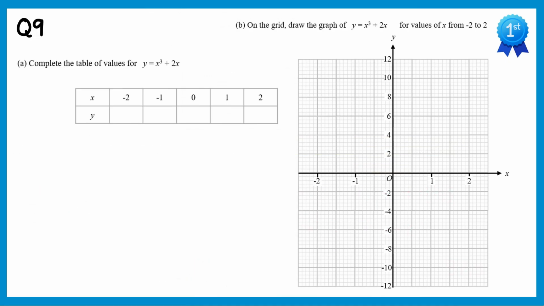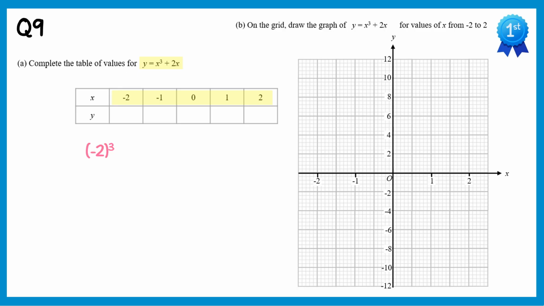In this question, we need to complete a table of values. You can see here we've been given some x values, and we need to work out the y values. To do this, we're just going to substitute the x ones into this formula here. So instead of x cubed plus 2x, we're going to use each of the numbers, -2, -1, and so on. So let's start with -2.